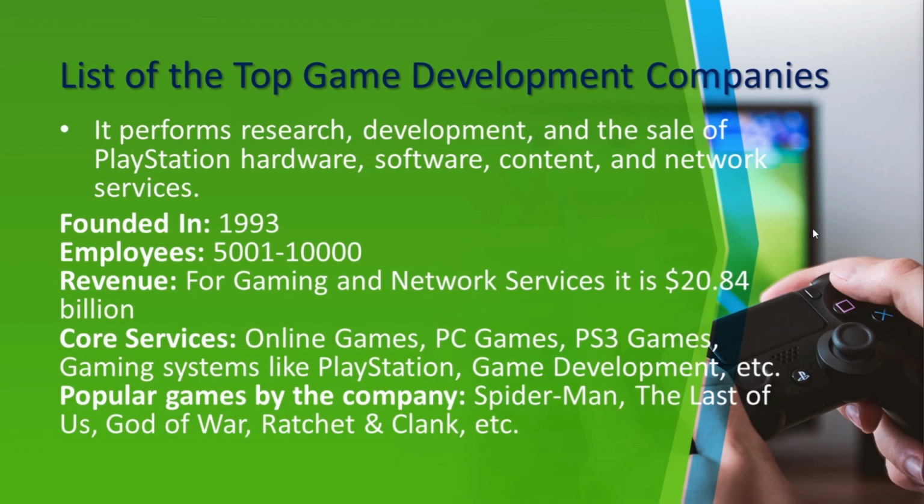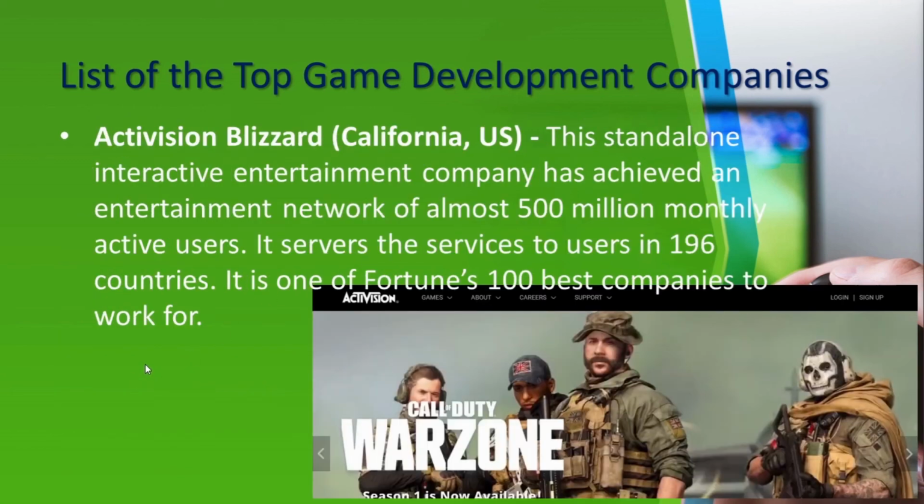So, it was founded in 1993 and has employees ranging from 5,000 to 10,000. So the revenue for gaming and network services is around $20.84 billion. So core services will be online games, PC games, and PS3 games. Gaming systems like PlayStations, game development, etc. Popular games by the company will be Spider-Man, The Last of Us, God of War, Ratchet and Clank, etc. Next, we have Activision Blizzard from California, USA.